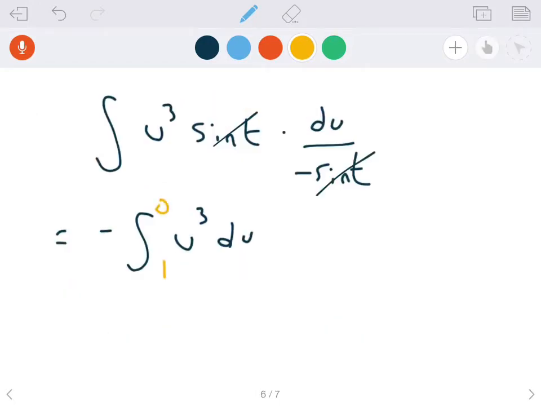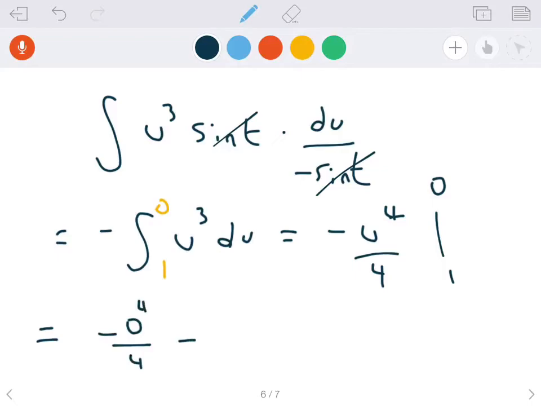What this means is I can integrate and evaluate at these new limits without ever going back to x. So you actually save yourself a lot of work. So let's go ahead and integrate. This is negative u to the 4th over 4. I don't worry about the plus c because it's a definite integral, and I don't have to go back to x because I'm going to evaluate now from 1 to 0 for my new limits. So this is negative 0 to the 4th over 4 minus negative 1 to the 4th over 4, and so that is 1/4.